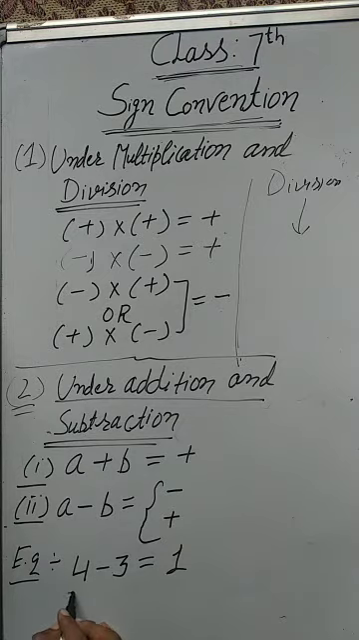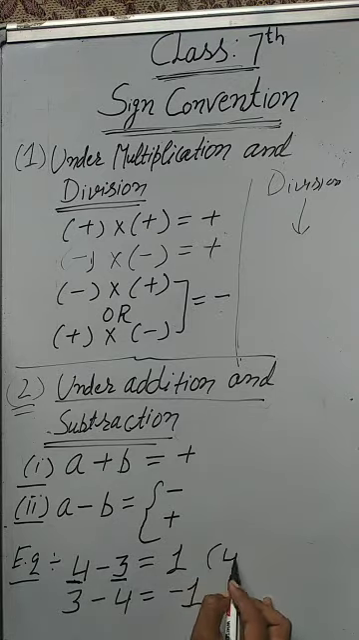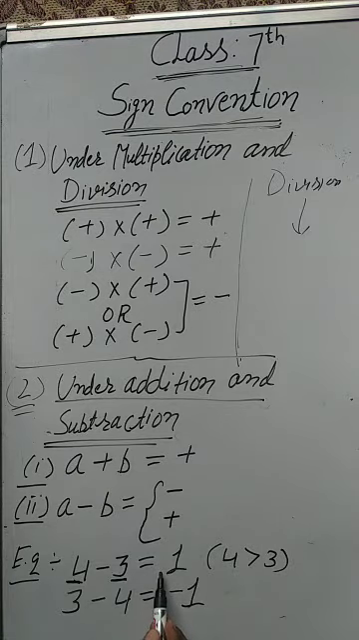And if here A is equal to 3 and B is equal to 4, then beta what will be the answer? It will not equal to 1. It will be equal to minus 1. How is it possible beta? Now look here. Your A is equal to 4. B is equal to 3. Which is greater? 4 is greater than 3. You have to write the sign of greatest number. What is the sign of 4 here? Plus. Sign of 4 here is plus. So your final answer will be a positive value.